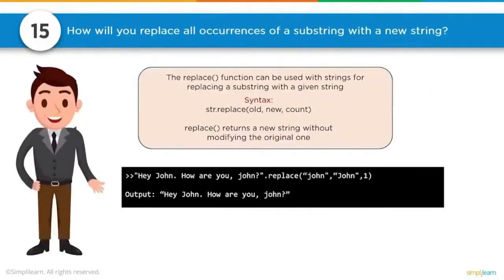Number 15, how will you replace all occurrences of a substring with a new string? The replace function can be used with strings for replacing a substring with a given string. Syntax, string.replace(old, new, count). Replace returns a new string without modifying the original string. Hey John, how are you, John? Replace John with capital JOHN, 1. And then you can see right here, hey JOHN, how are you, John? Since we designated the 1, it means we're only going to replace one of these.